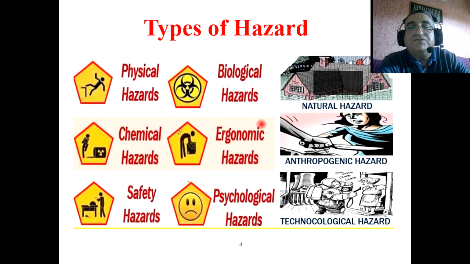Of course, we have so many dangers, and hazards can be divided into so many types. I give you here a number of examples of hazards, such as physical hazards, biological hazards, chemical hazards, ergonomic hazards, safety hazards, psychological hazards. In addition, there are others such as natural hazards, anthropogenic hazards, and technological hazards.